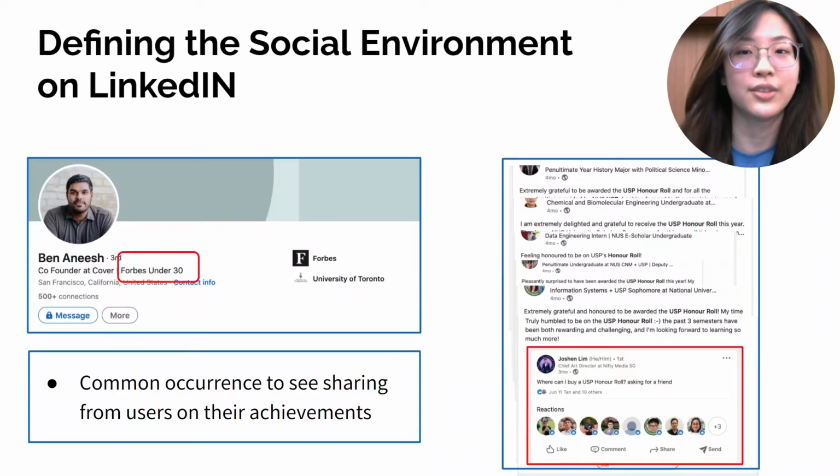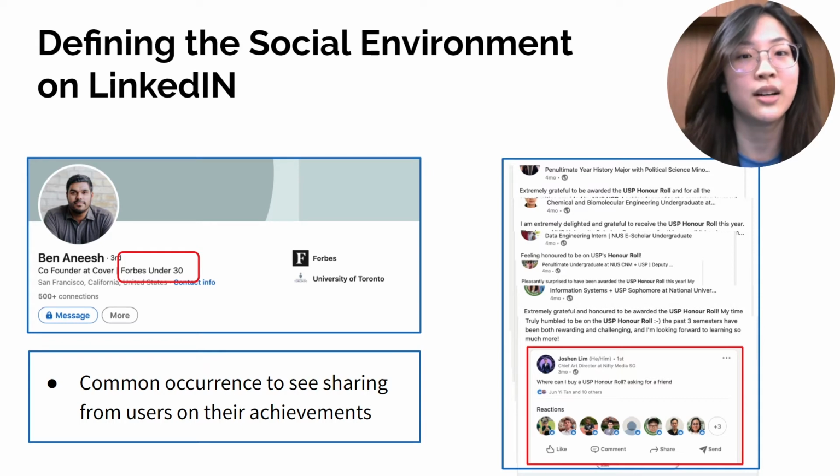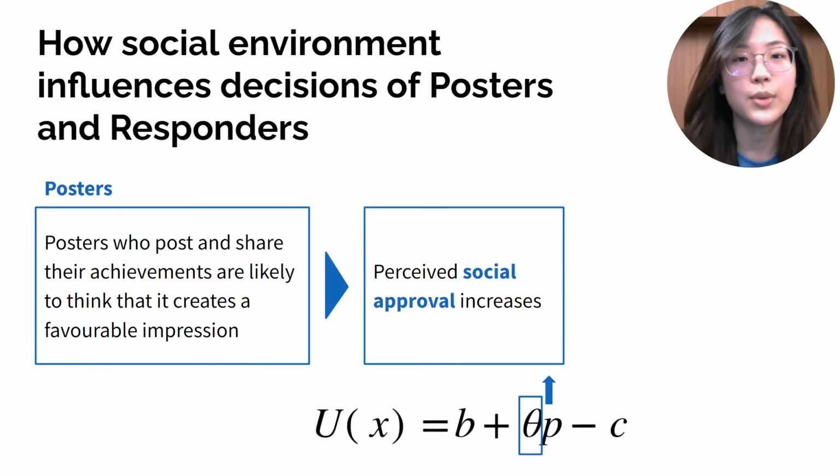We know that it is more likely for content on LinkedIn to center around positive achievements because it is less risky to do so. Indeed, from simply glancing through profiles on LinkedIn, we can commonly see Forbes 30 under 30 recipients placing their achievements as part of their header description on their profile. It is also common among our USP peers to share about achievements such as the USP Honor Roll. These achievements serve as a social signal, accrediting some level of skill and professionalism. We then aim to find out how social environments influence the decisions of posters and responders on LinkedIn.